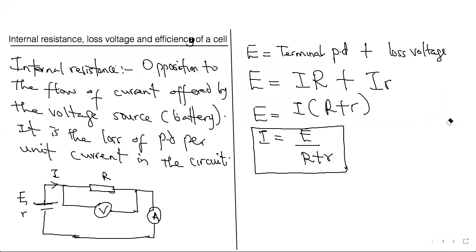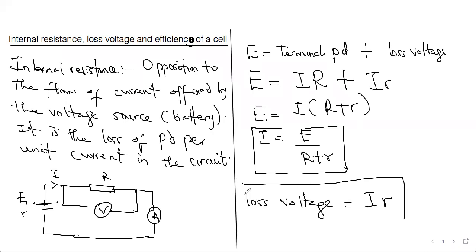So that's that on the internal resistance. The loss voltage, I've given you the formula for that already. Loss voltage is current multiplied by the internal resistance. Now let's go to the efficiency of the cell. The efficiency of the cell will drop because it's not going to deliver the full voltage that is expected.